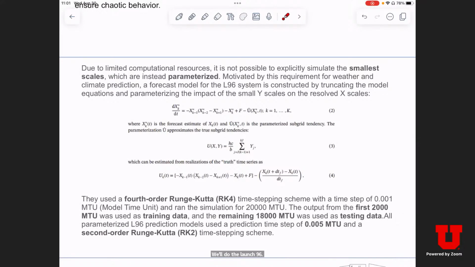In this paper, they also have the variation data for the DNS for the GANs. So they use the second order Runge-Kutta, which we can see from this equation. This term is represented by this equation, but they use this equation only for prediction.